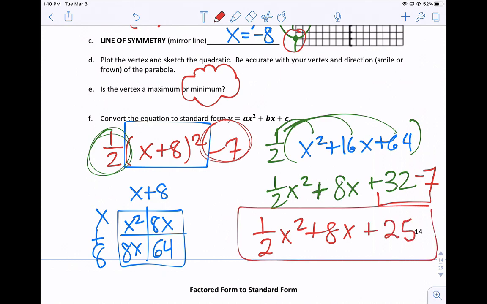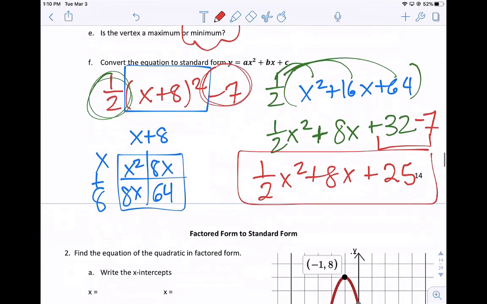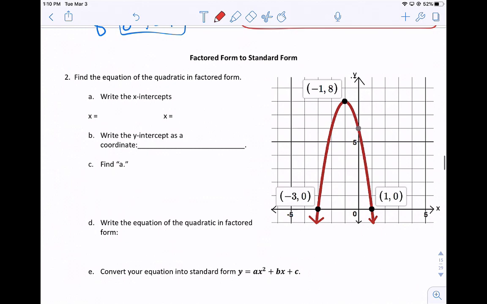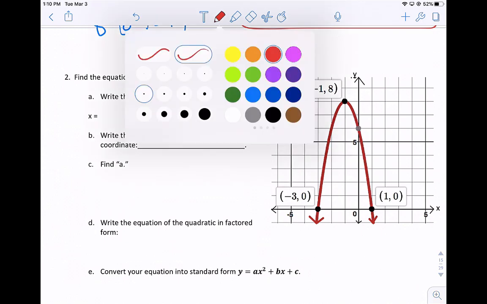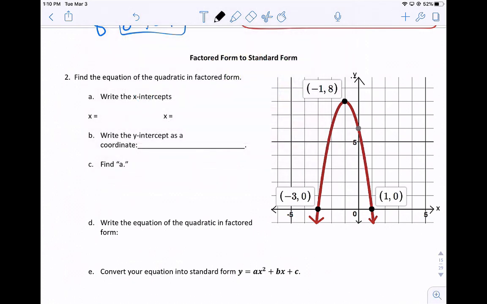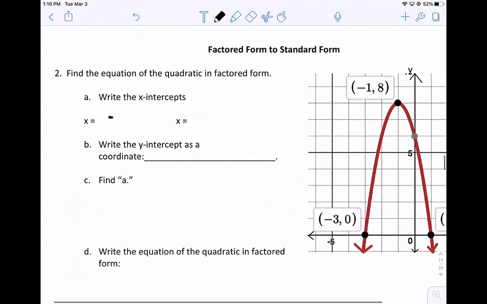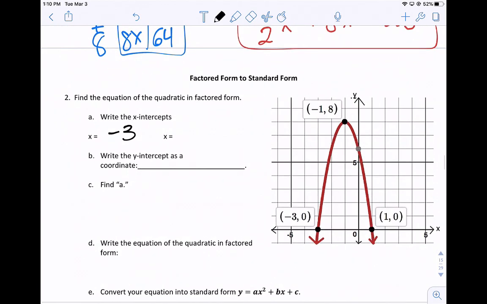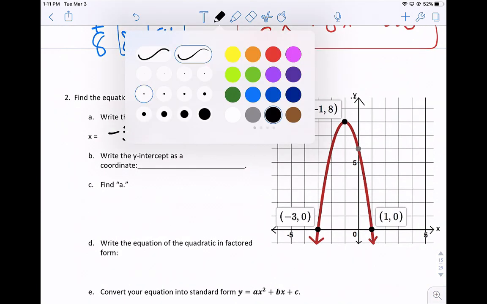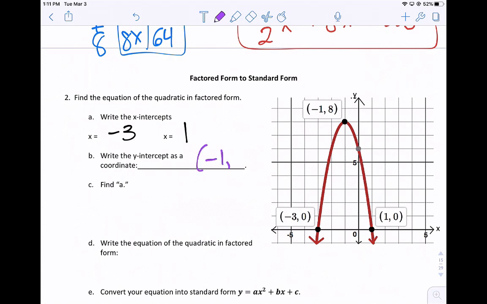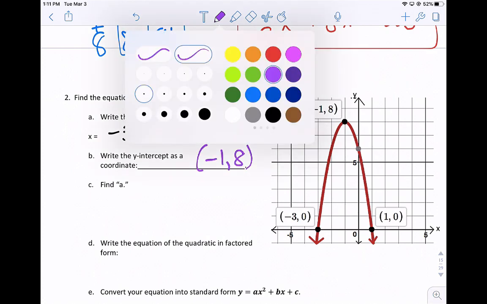And so that would be the same parabola, the same quadratic that was in vertex form, now in standard form. Okay, let's review factored form to standard form. Can we write the equation of this quadratic? So first we look at the zeros, or the x-intercepts, and there's two of them, negative 3 and positive 1. And we also will need a point to plug in to find the a value, so negative 1, 8. All right, so let's plug in and solve.